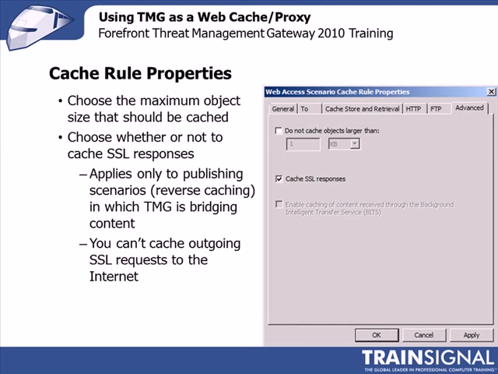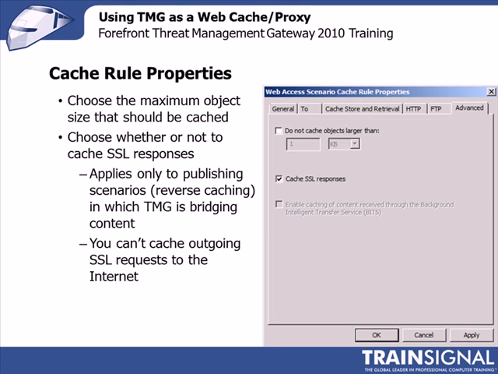And finally, on the last cache rule properties page, the Advanced tab, we have a couple of different options. We can choose the maximum object size that should be cached. As you can see, we don't have this selected right now, so we're not putting a maximum in place. But if you wanted to, you could say, I don't want to cache anything greater than 2 megs because I want users to have to download files that are newer than that.